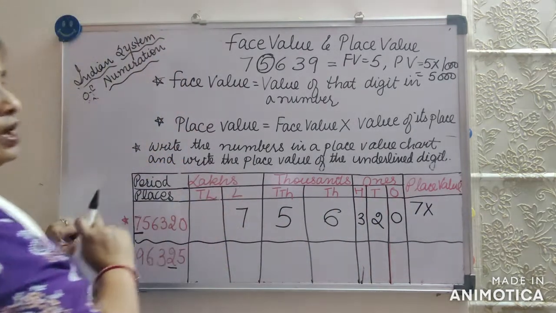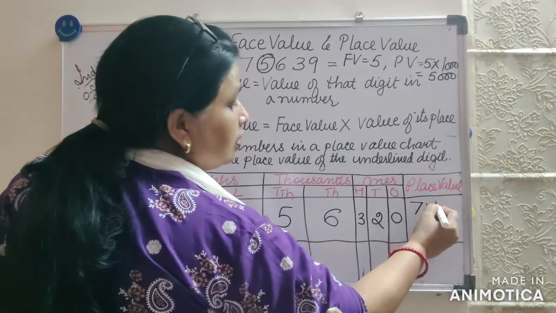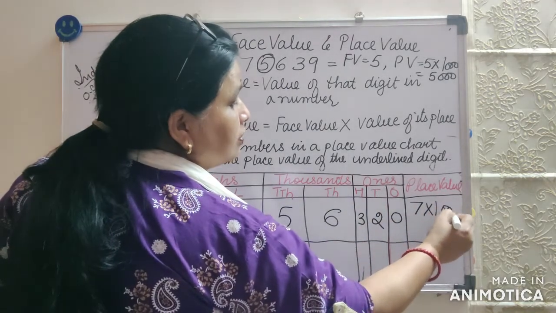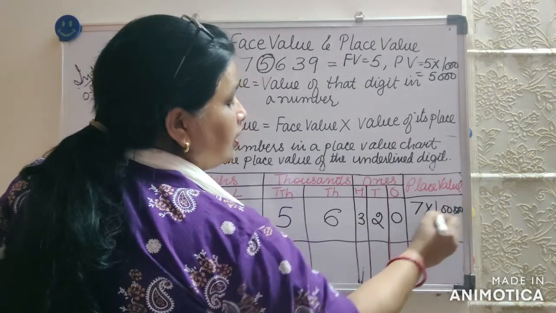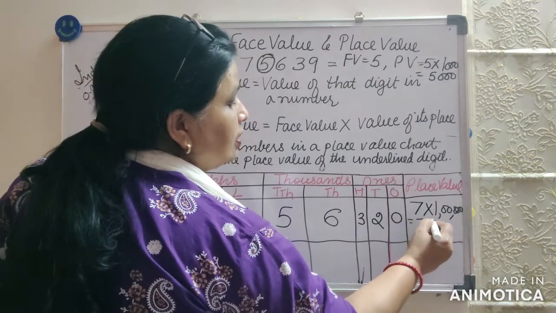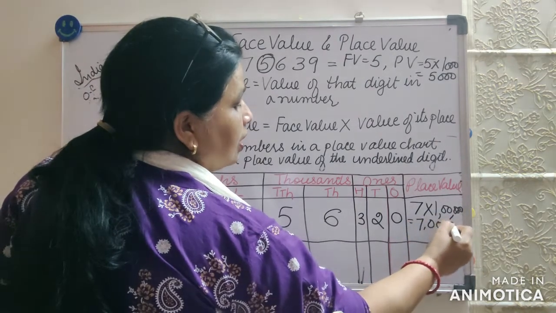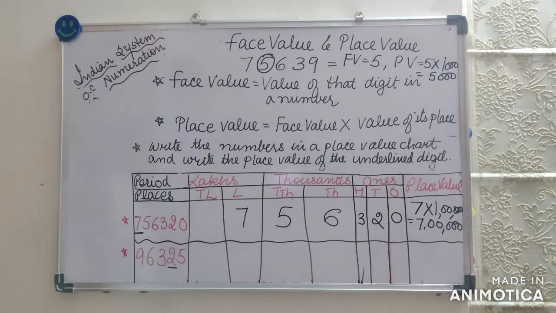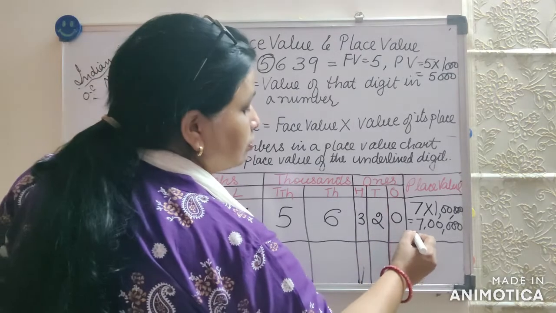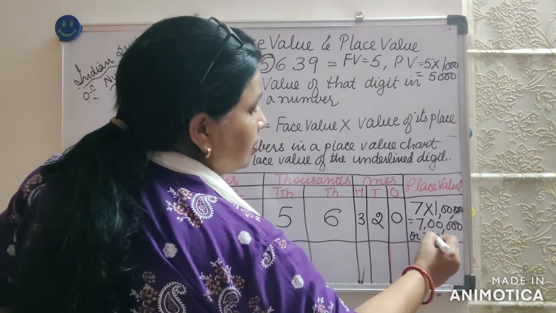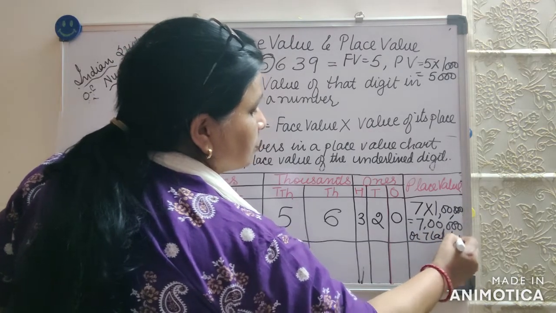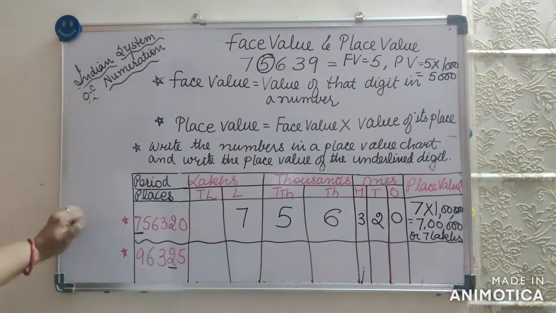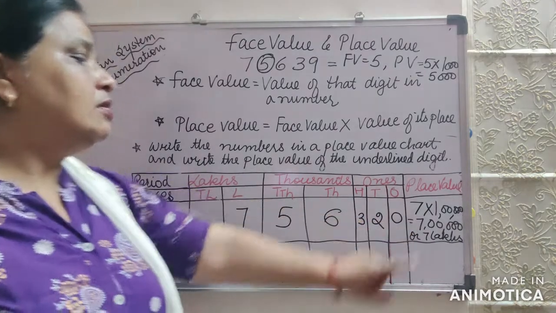And in lakh, how will you write it down? In lakh there are 5 zeros, right? So you can write down 7 lakh. That is the place value of the digit. Or you can write down like this also, 7 lakhs. Right children? In both the ways, you can write down either in one way.